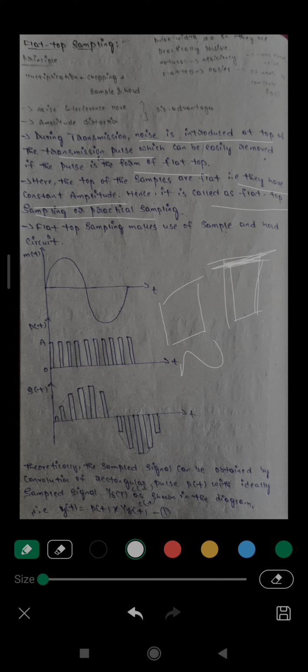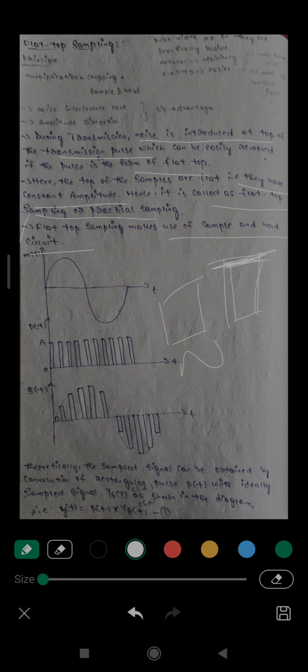This flat top sampling is practically possible, so it is called flat top sampling. Flat top sampling makes use of a sample and hold circuit. This point I will discuss on the next page.